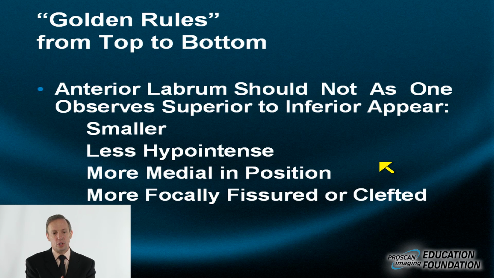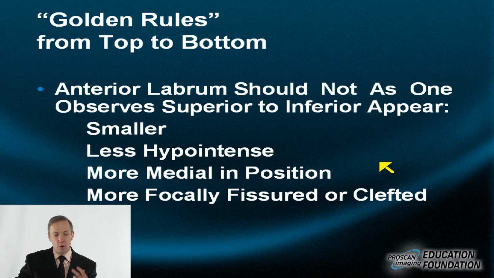And this is easier to assess axially. So here are some golden rules. When you go from top to bottom, the anterior labrum should not diminish in size. It should not get smaller. It should not become less hypointense. In other words, its signal should not disappear. It should not medialize. It should stay in a nice axis so that it looks like it's hugging the humeral head like a goblet and a tennis ball inside.